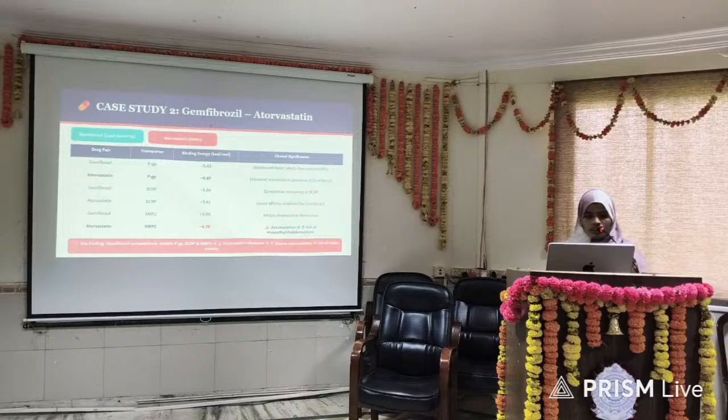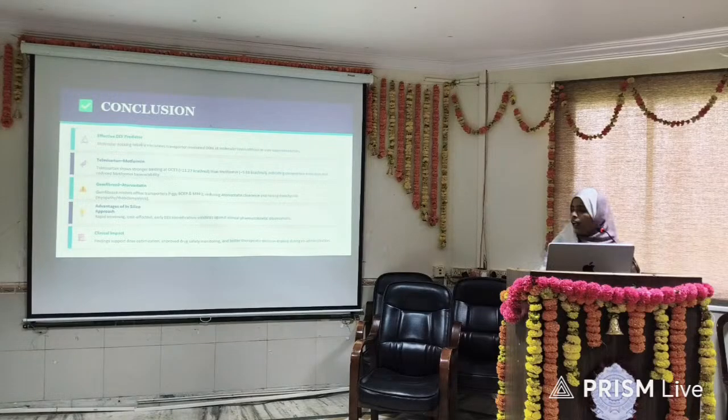That results in gemfibrozil inhibiting the transporting proteins and inhibiting atorvastatin elimination. This results in reduced clearance of atorvastatin and increased accumulation of atorvastatin in the body. This causes a high risk of myopathy and rhabdomyolysis. Conclusions. Effects of DDI predictor.